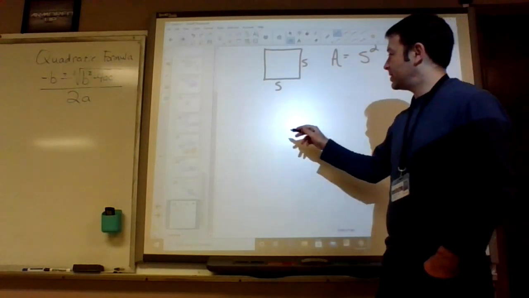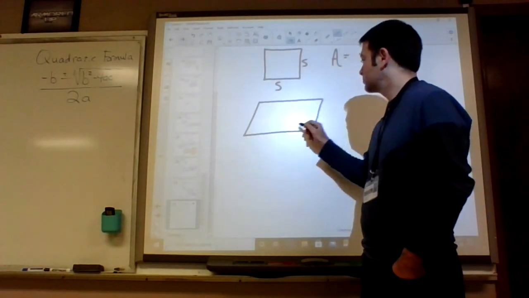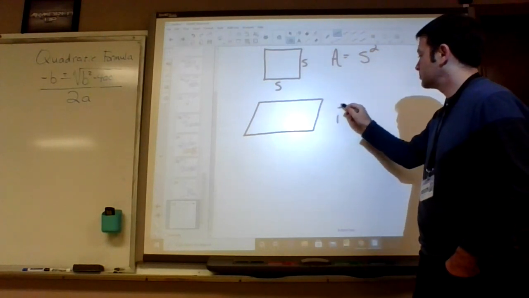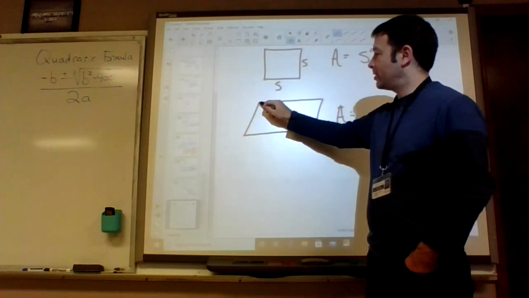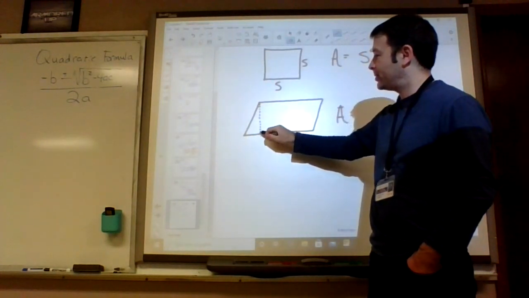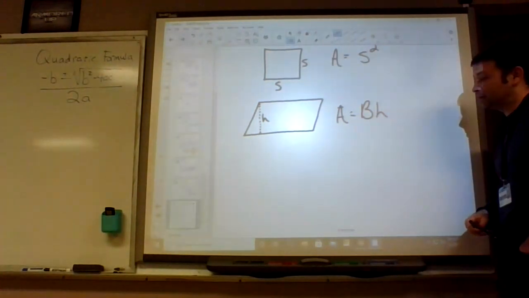How about a parallelogram? Base times height. Right? The only difference on a parallelogram is the height is the line that goes straight up and down, not the side of the parallelogram. So you might have to use a different thing.